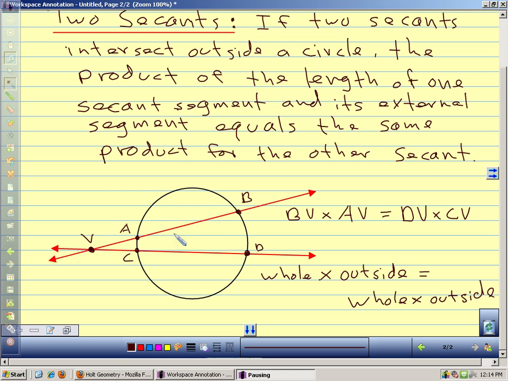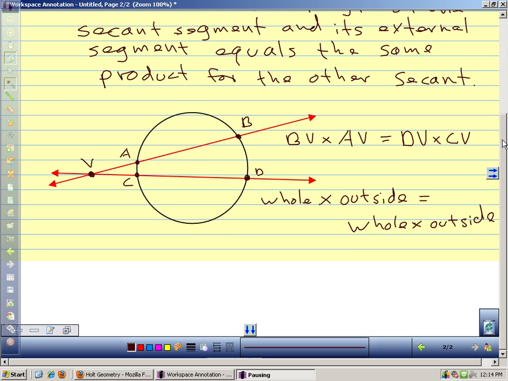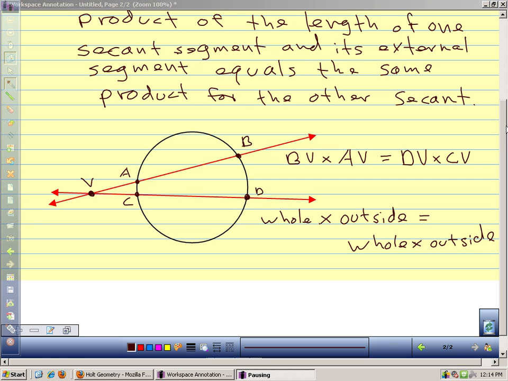So the whole piece of this segment times the outside part equals the whole piece of this segment times the outside part. That's what our theorem tells us about two secants. And remember, notice that our secants are intersecting outside the circle, and that's when we can figure this out. Questions on this part?